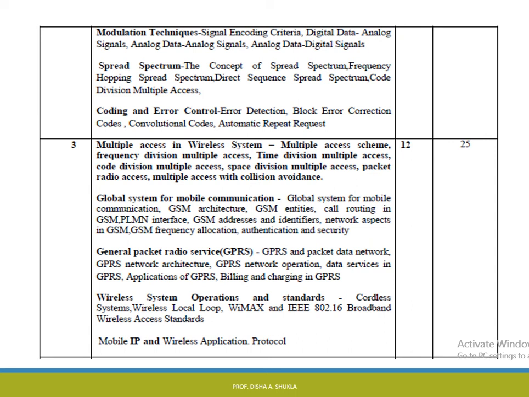General Packet Radio Services, that is your GPRS, will be the next topic. GPRS will be included, its architecture, what are its operations, what are the data services, etc. Then the next topic is the wireless system operation and standards, that is, the cordless systems, WiMAX, the IEEE 802.16 broadband, then mobile IP and the Wireless Application Protocol.